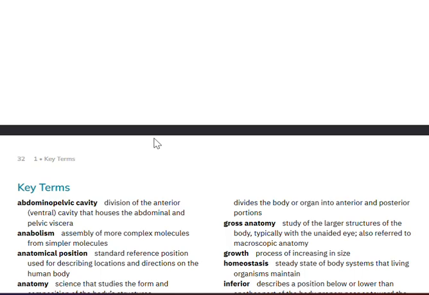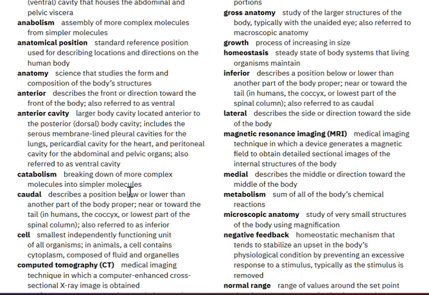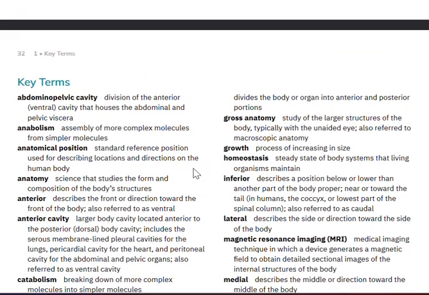Okay, now let's get into some key terms. Abdominal pelvic cavity, division of the anterior ventral cavity that houses the abdominal and pelvic organs. Okay. Anabolism, assembly of more complex molecules from simpler molecules. Anatomical position, standard reference position used for describing locations and directions on the human body. Remember, you always gotta refer back to an anatomical position.